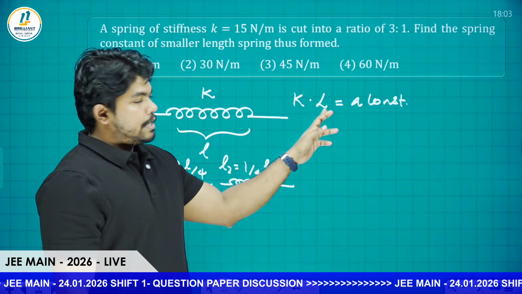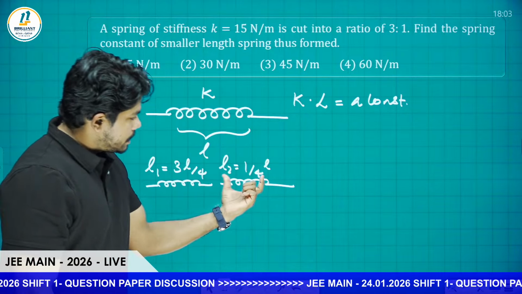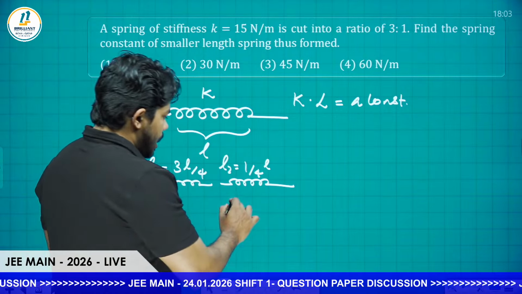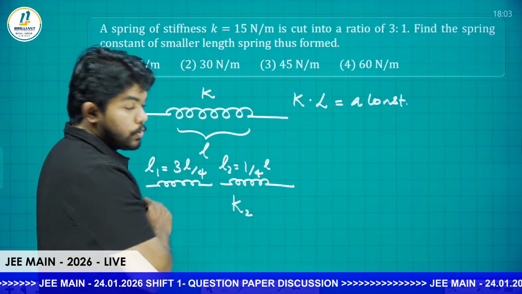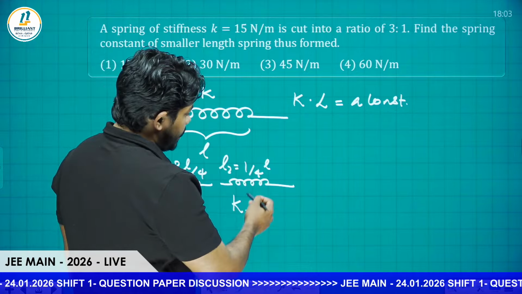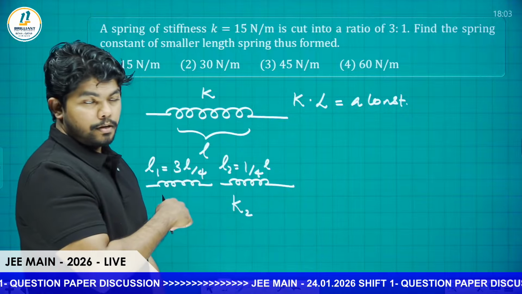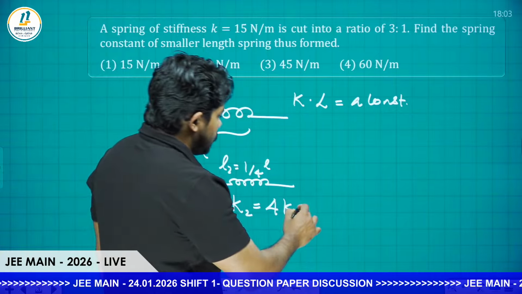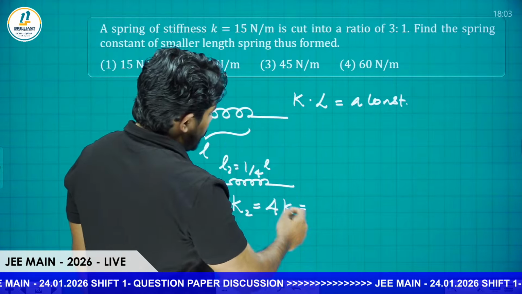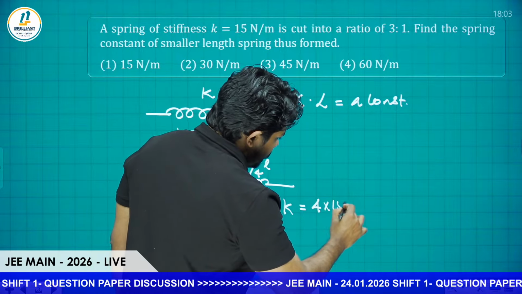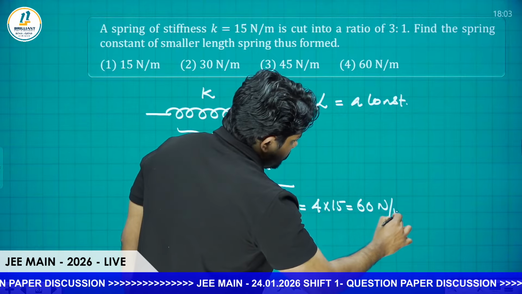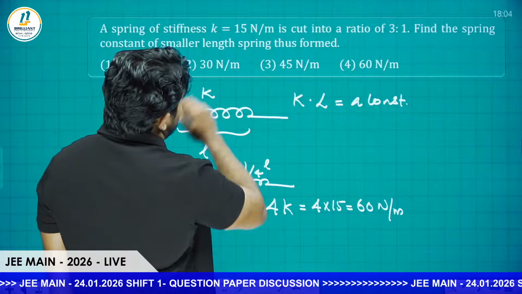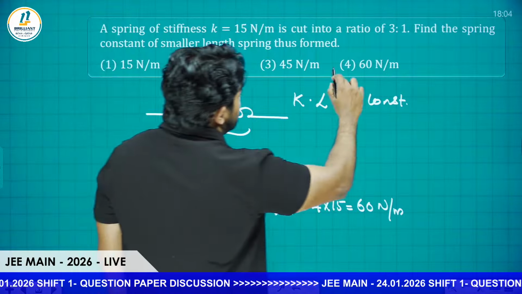Since we know that the spring constant times length is a constant, and this smaller segment has a length of 1/4 of the original length, let's take K2 as the spring constant of this smaller segment. The length will be inversely proportional to the spring constant, right? So I can write 4 times the original value. What is the original value? It is 15, so 4 times 15 will be 60 Newton per meter. So the spring constant of the smaller length will be 60 Newton per meter.